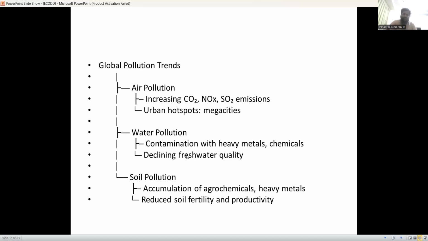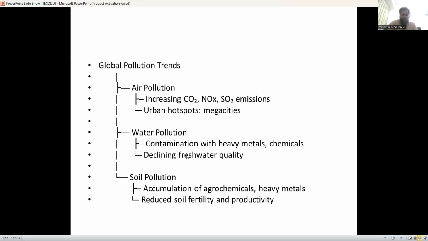There are different kinds of gases like CO2, NOx, SO2, and chlorofluorocarbons. We use these in our day to day life, like the fridge, refrigerator, AC, air conditioner, and car, which release all these gases.